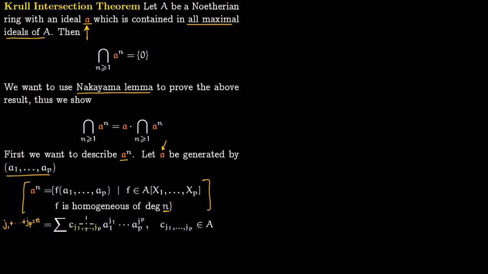So this is a more concrete description, but for this problem we have to think in terms of homogeneous polynomials of degree n. We already know that if the ring A is Noetherian, by the Hilbert basis theorem, if you adjoin x1 to xp to A, this polynomial ring will also be Noetherian. So our strategy is this. We already know 𝔞^n. When we talk about it, we talk about homogeneous polynomials.